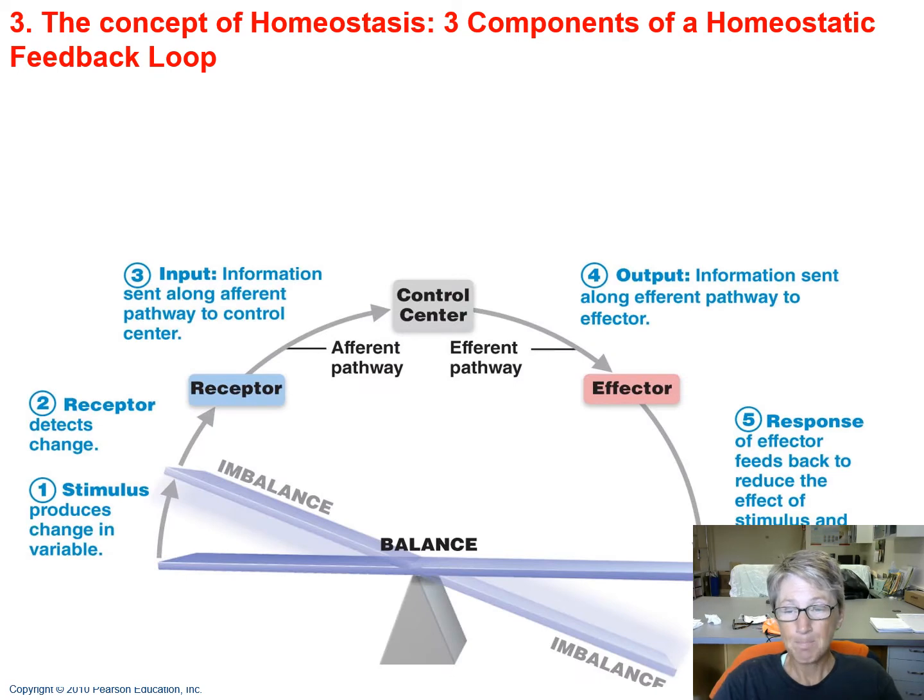All right, homeostasis. There are 3 components of a homeostatic feedback loop. This is really important because you'll see homeostasis in 201, you'll see homeostasis in 202, you'll see homeostasis in 205, you'll see homeostasis in 218. You'll see homeostasis throughout your career because many people today are defining disease as a lack of homeostasis. So homeostasis is a really important concept to understand.